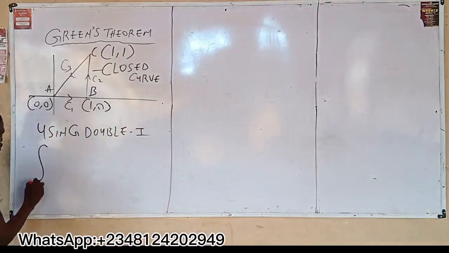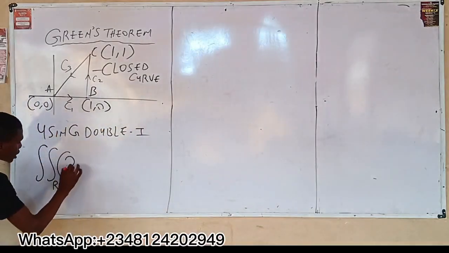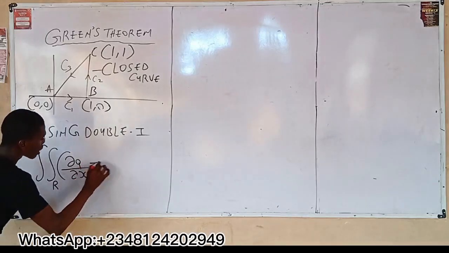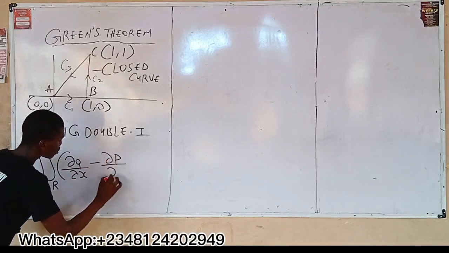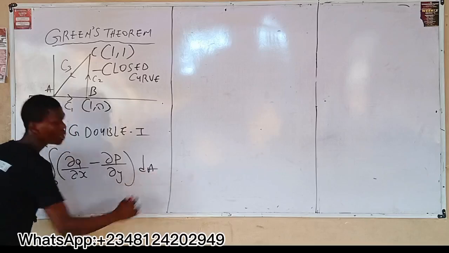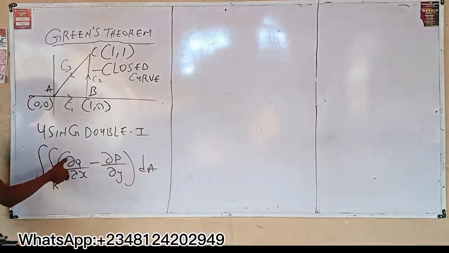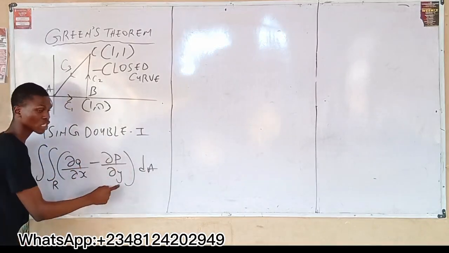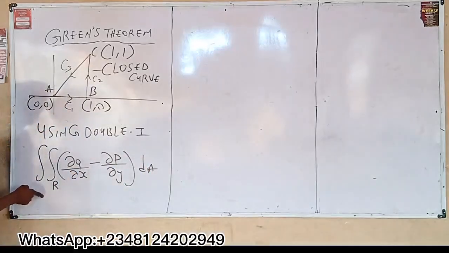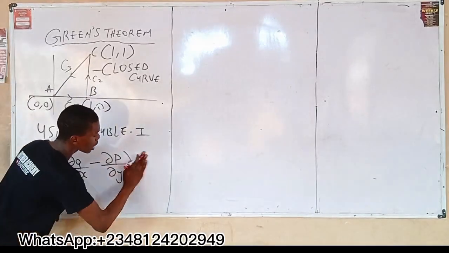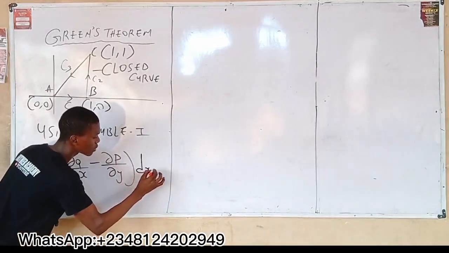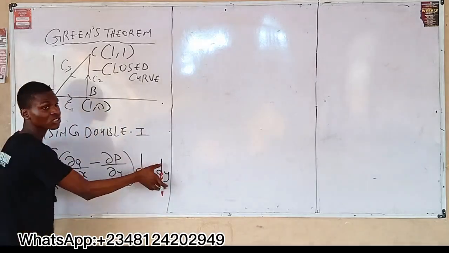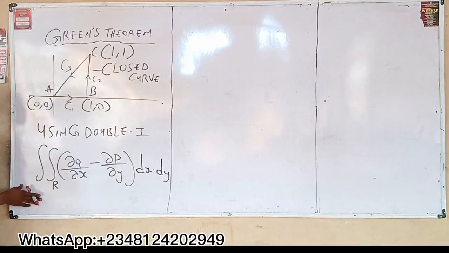The formula says the double integral over R, all into bracket, the partial derivative of q with respect to x, minus the partial derivative of p with respect to y, multiplied by dA. So what I just need here is the partial derivative of q with respect to x, the partial derivative of p with respect to y, and I need the limit. This means I'll integrate with respect to x first, then integrate with respect to y. And whenever you are integrating, you need your limit. You need upper and lower limit, right?